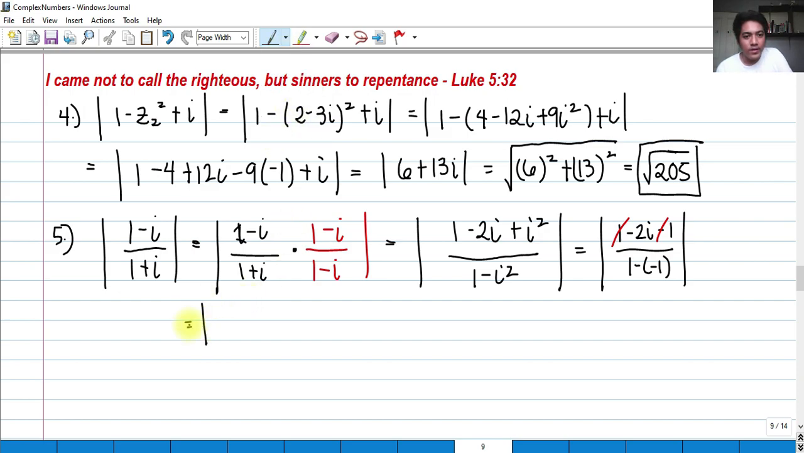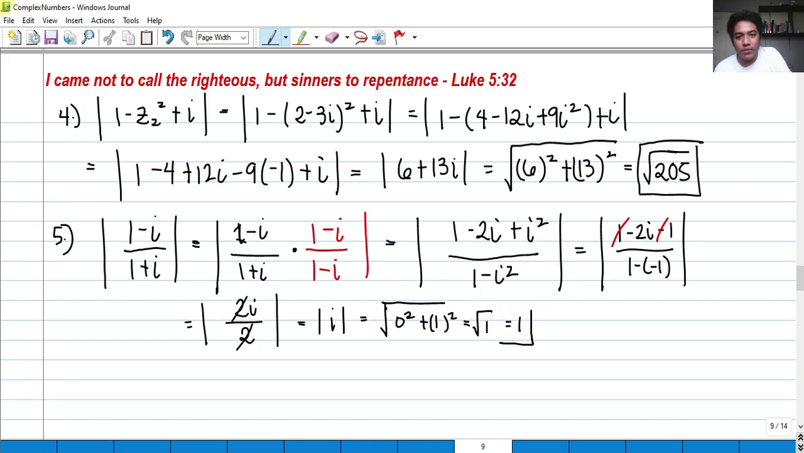Then we have 2I over 2. So this would cancel the 2's here. So we are left with simply the modulus of I. And the modulus of I, for the x part, we don't have any values. That's 0 squared. Then for the I, the coefficient of this is 1. So we have 1 squared. Then we have square root of 1, and that is simply equal to 1.